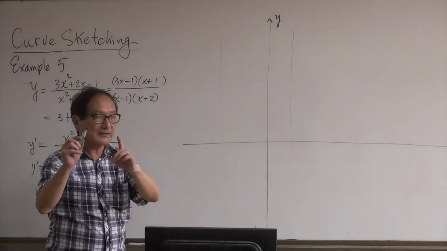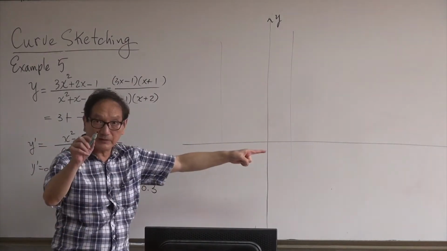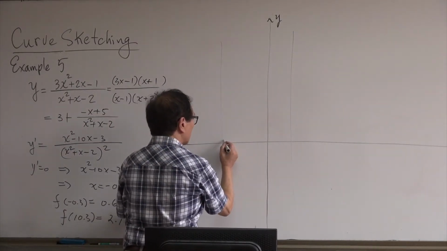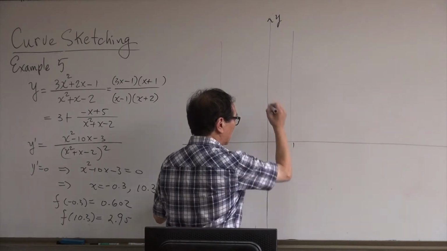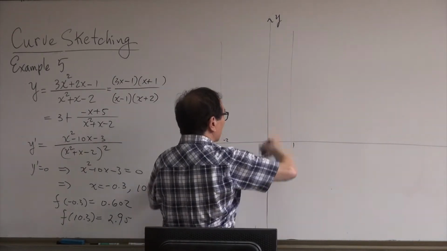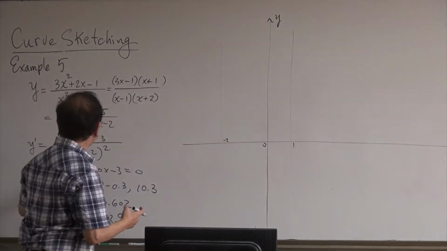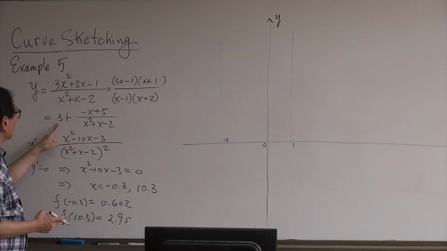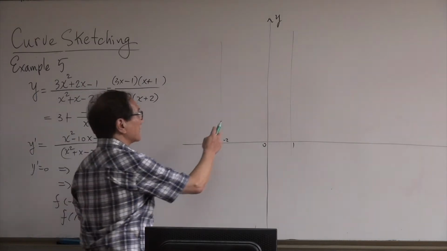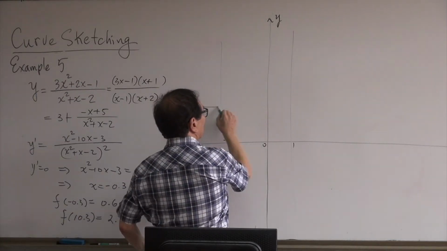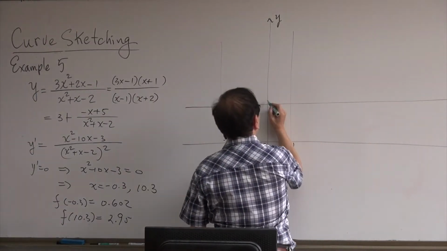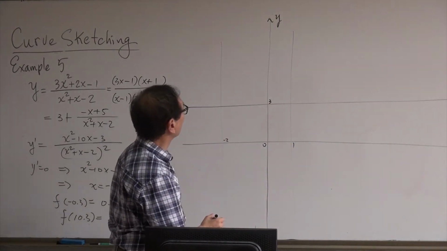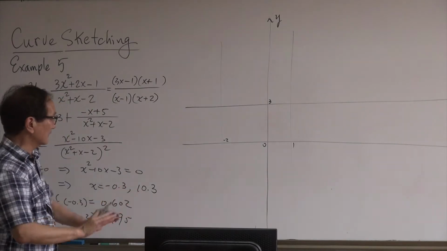Do you see these two lines on the picture? This is minus 2, this is vertical, this is plus 1, this is 0. So these are the 2 asymptotes. Now when x approaches infinity, y approaches 3. So 3 is my horizontal asymptote. Very good.